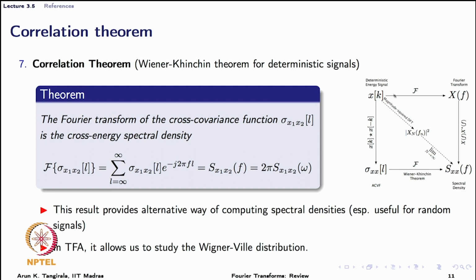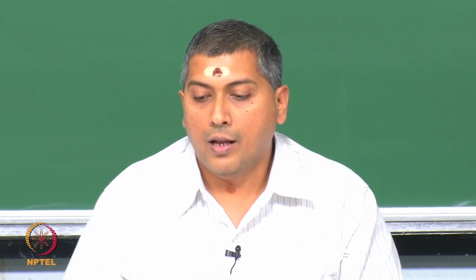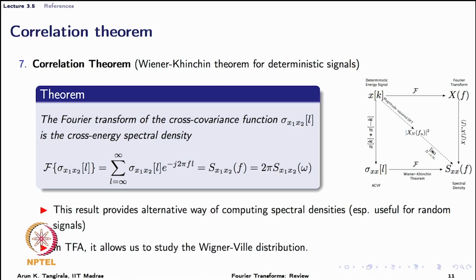The third route is to compute what is known as the discrete Fourier transform, which we will discuss in the next module, and compute the magnitude square. The discrete Fourier transform is concerned with the Fourier transform of a finite length signal. Now, when I increase the number of observations to infinity, then I can also recover the energy spectral density. So, there are 3 different ways of computing the energy spectral density. In time frequency analysis, this result is very useful in understanding the Wigner-Ville distribution.